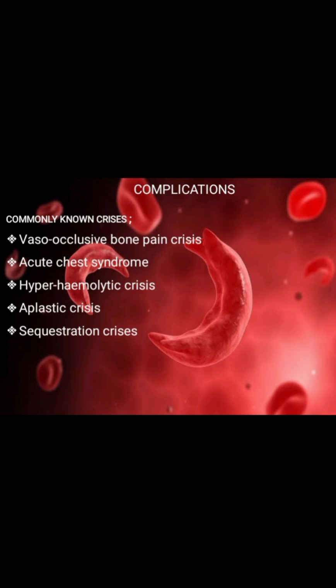Then we have aplastic crisis. With this, it's also a very serious complication whereby there is an infection, mostly by the parvovirus. For the splenic sequestration crisis, the spleen suddenly becomes enlarged, and then it traps most of the red blood cells, thereby leading to fewer red blood cells in circulation. Okay, so once that happens, there is anemia.